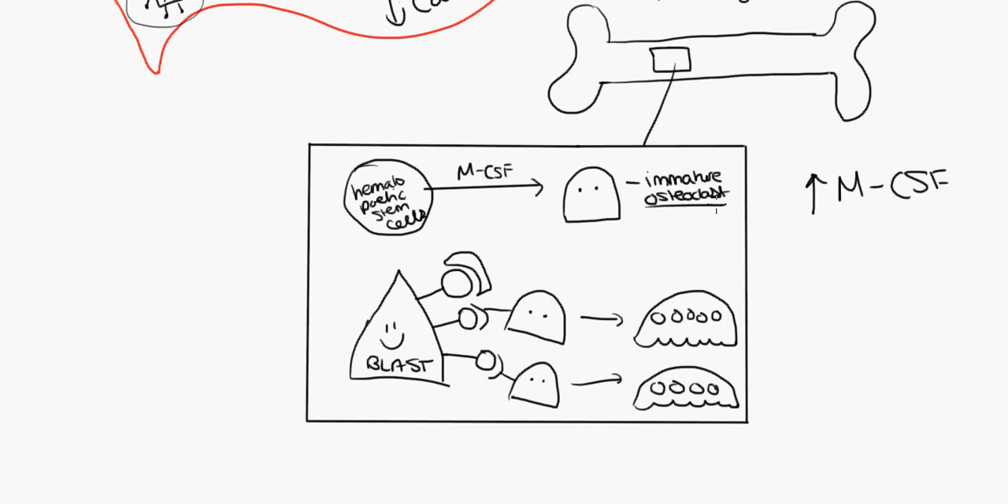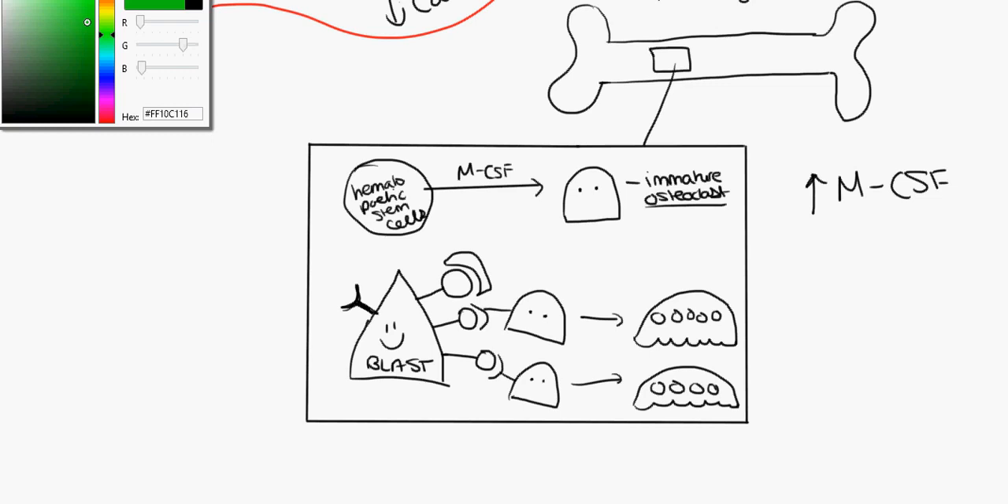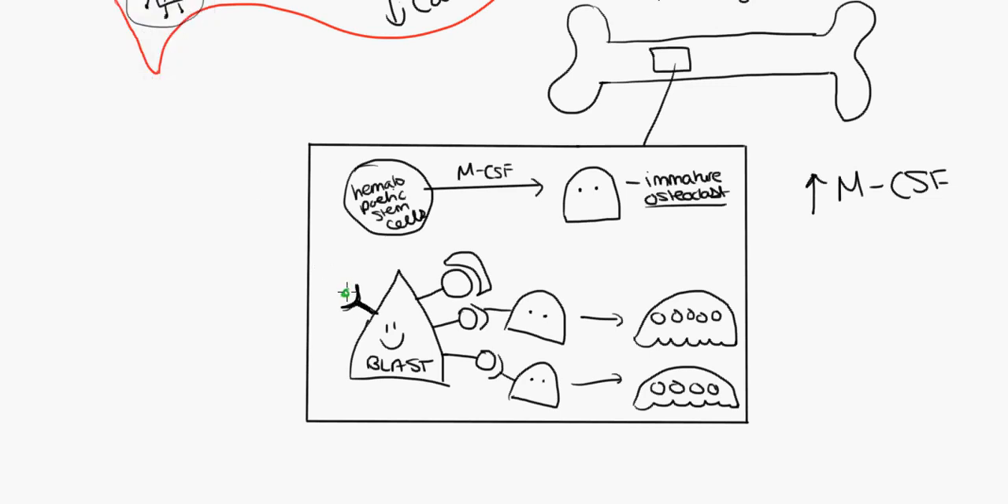And now PTH also does a second thing. It's going to bind to osteoblasts. So let's say that's a PTH receptor, and then PTH is going to bind to its receptor on osteoblasts, and it's going to increase expression of rank ligand. And so that's represented here. Here's our increased expression of rank ligand, or rank L for short.